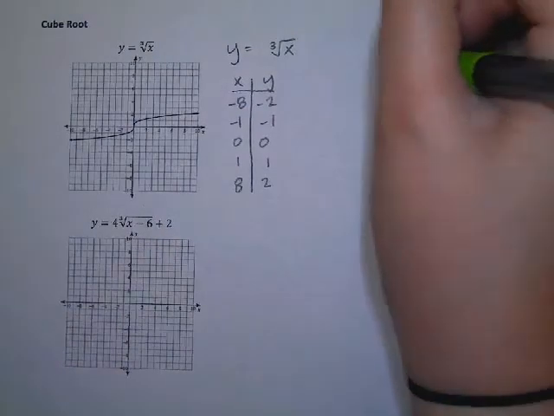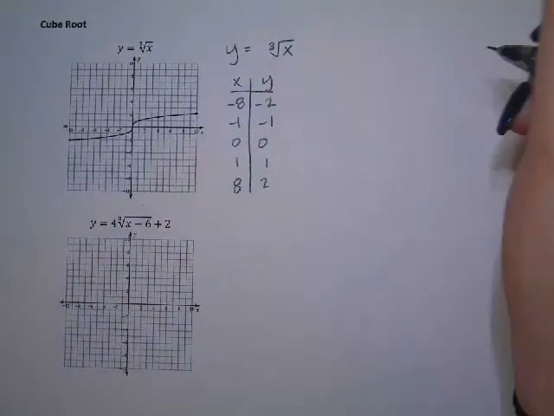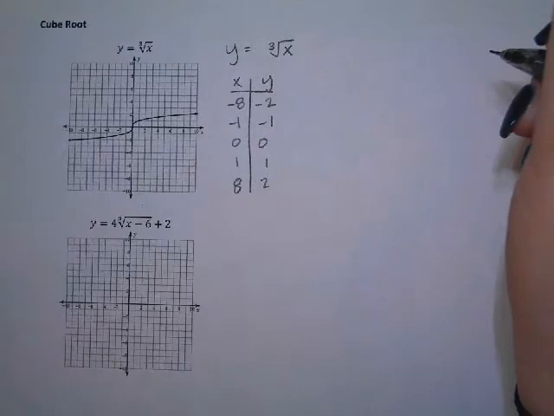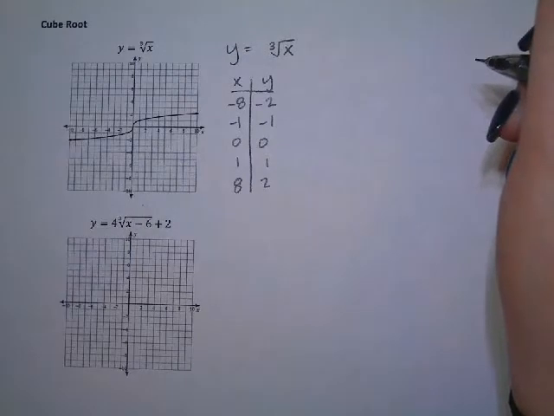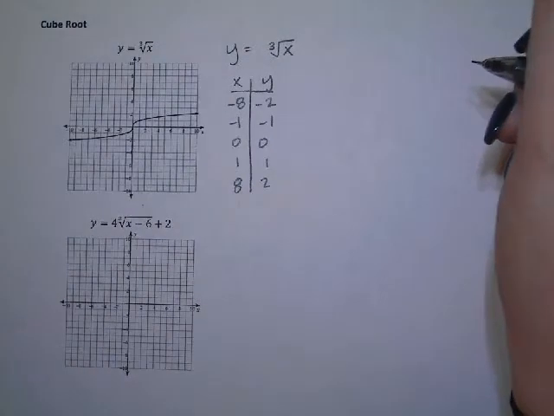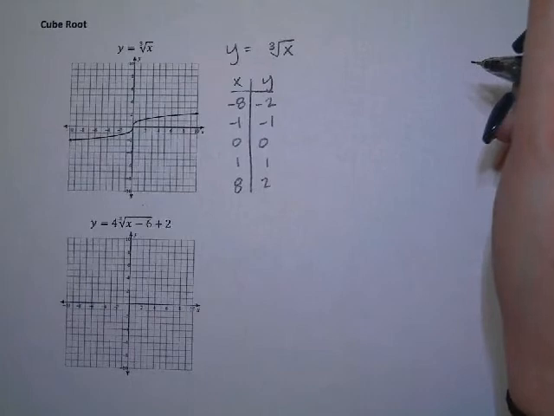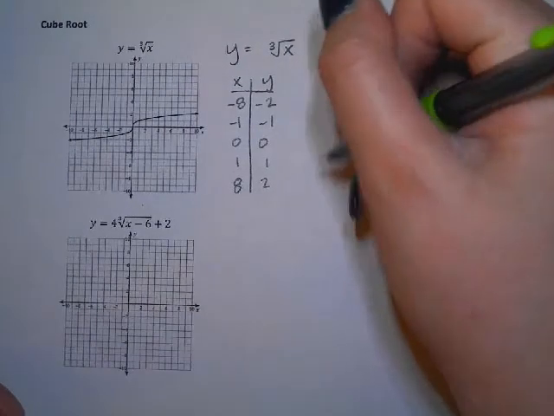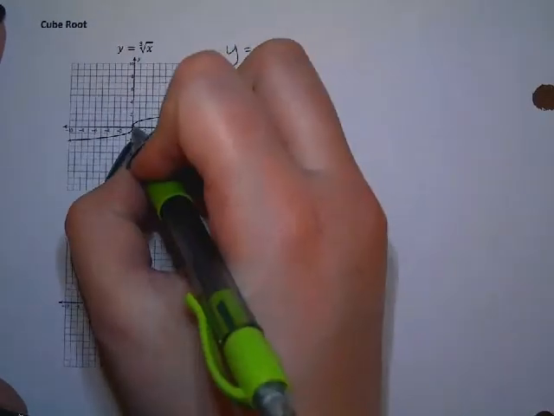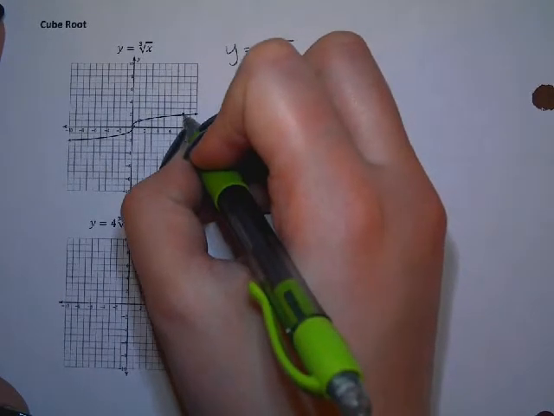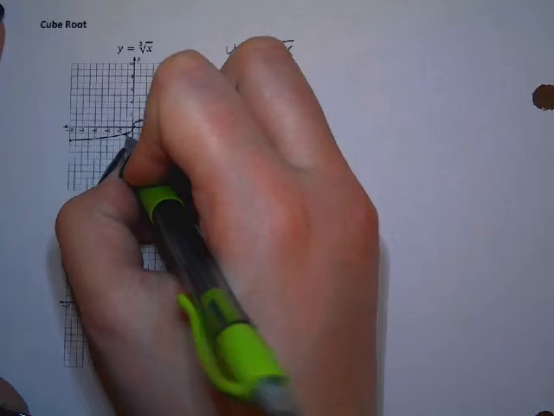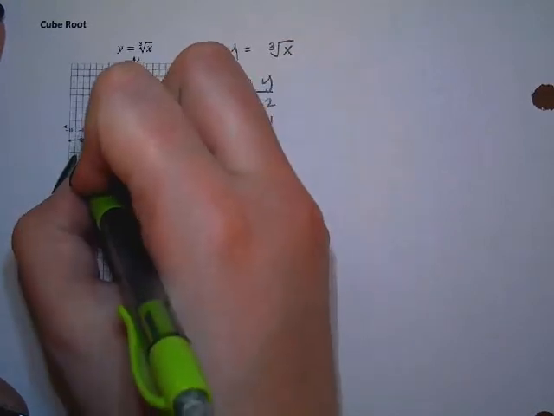Kind of like how you should have noticed that the quadratic points and the square root points are similar, the flipped version of each other, it's the same thing with cubic and cube root. They're the flipped version of each other. All right, so there's all the points. We've got 0, 0, 1, 1, and then 8, 2. -1, -1, -8, -2.